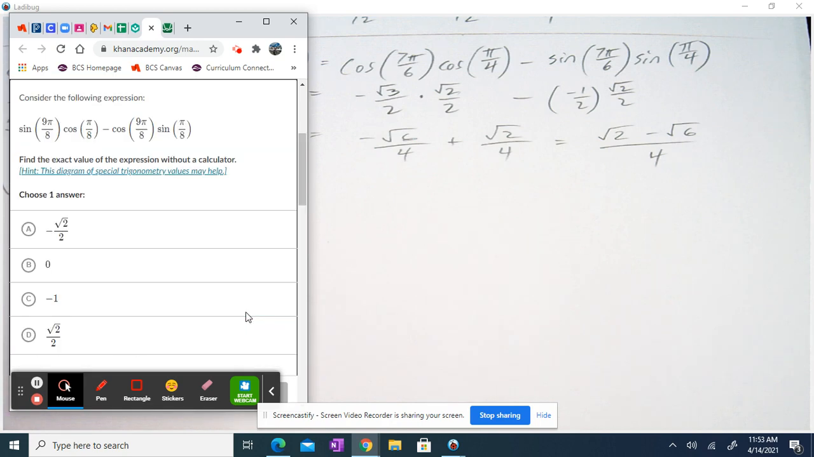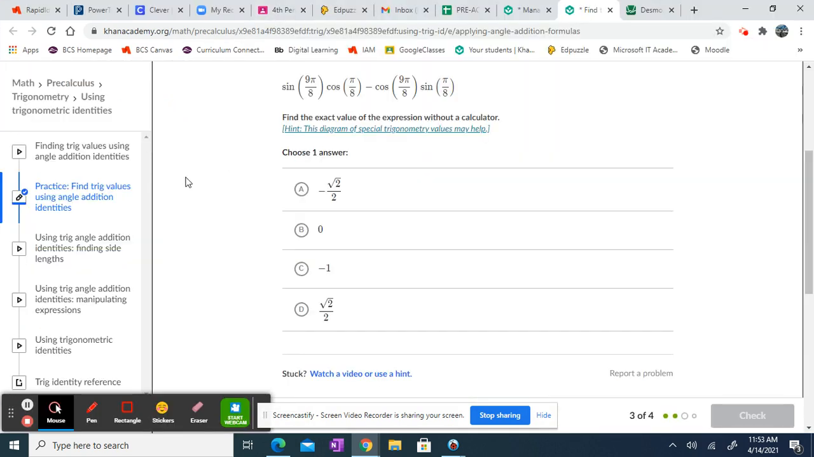All right. Let's look at one more, and maybe I'll just set this one up. Okay, so again, this time they're giving you the complicated expression, and you want to turn it into something a little simpler. So let me write this down. The sine of 9 pi over 8 times the cosine of pi over 8 minus the cosine of 9 pi over 8 times the sine of pi over 8.